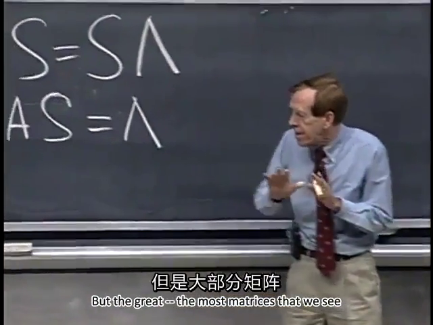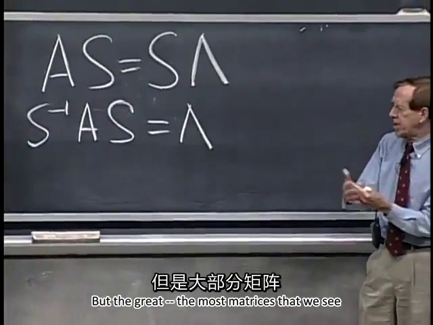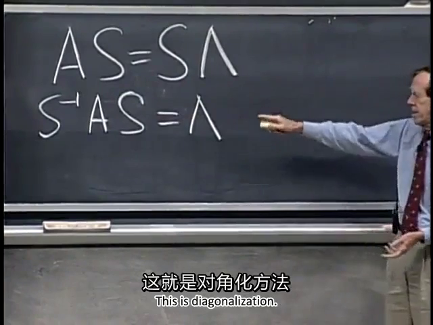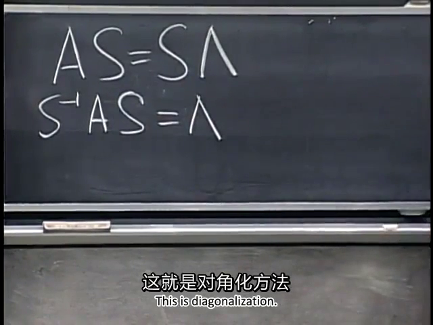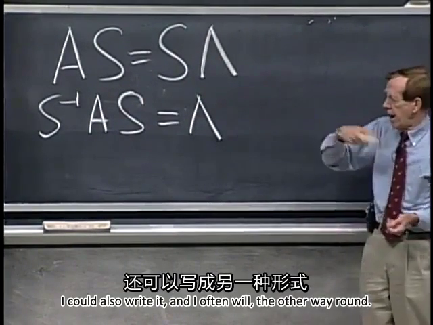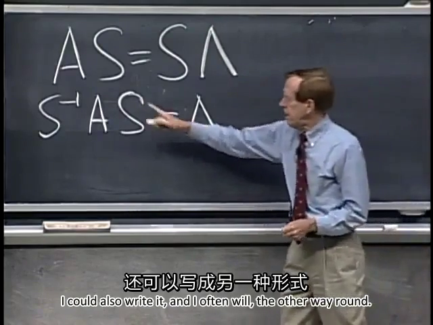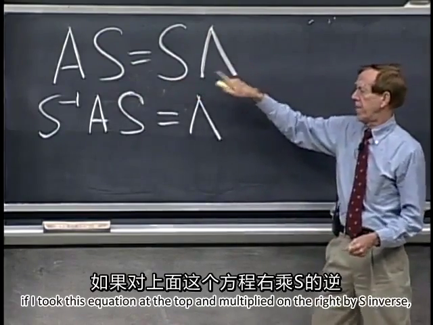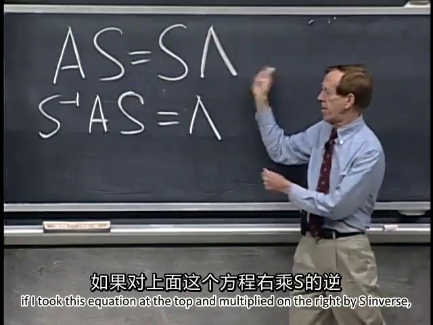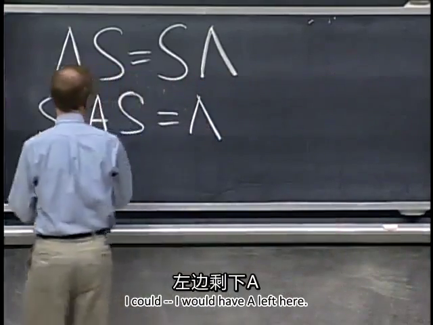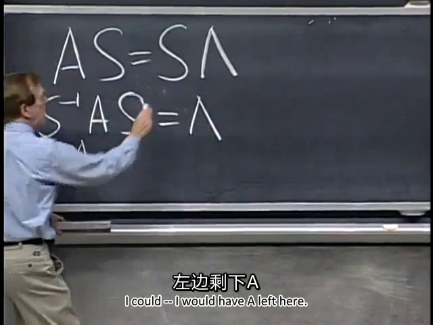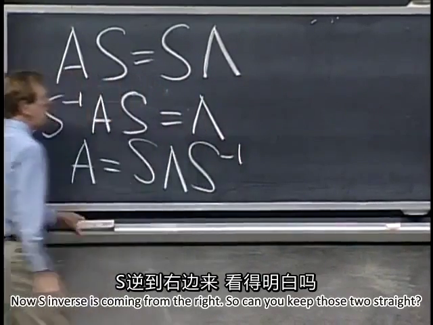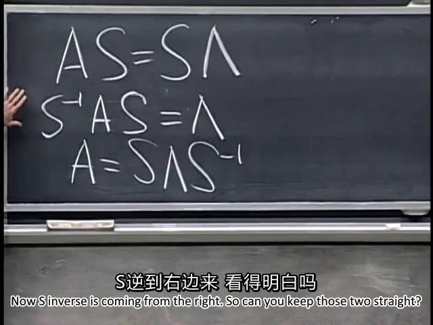But most matrices that we see have n independent eigenvectors, and we can diagonalize. This is diagonalization. I could also write it, and I often will, the other way round. If I took this equation at the top and multiplied on the right by S inverse, I would have A left here. Now S inverse is coming from the right.